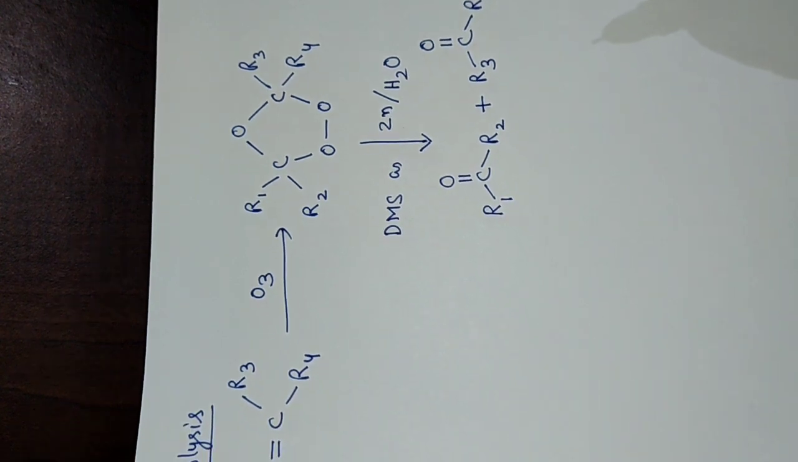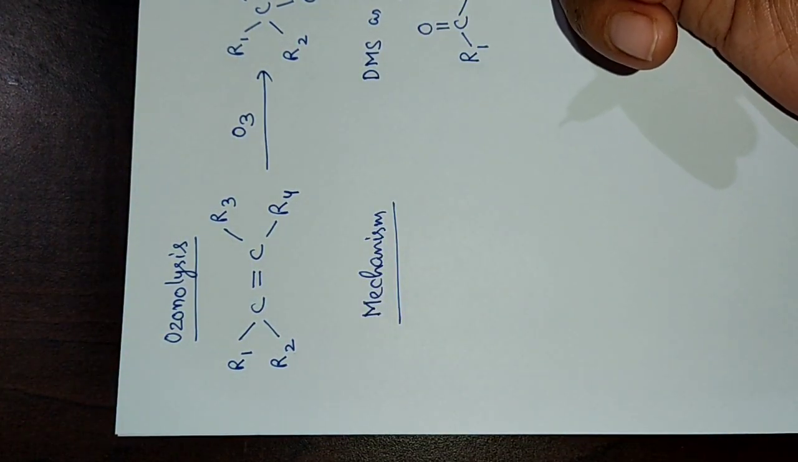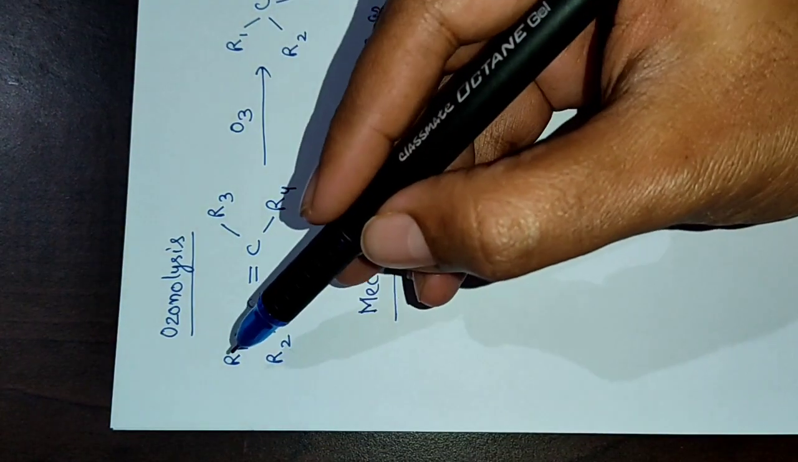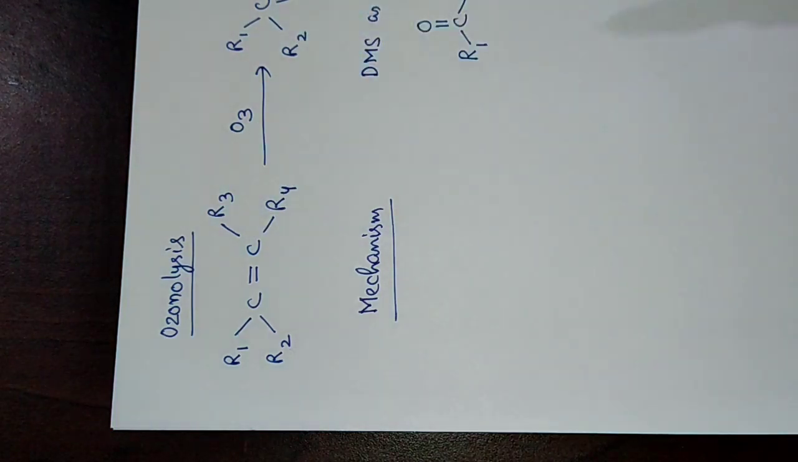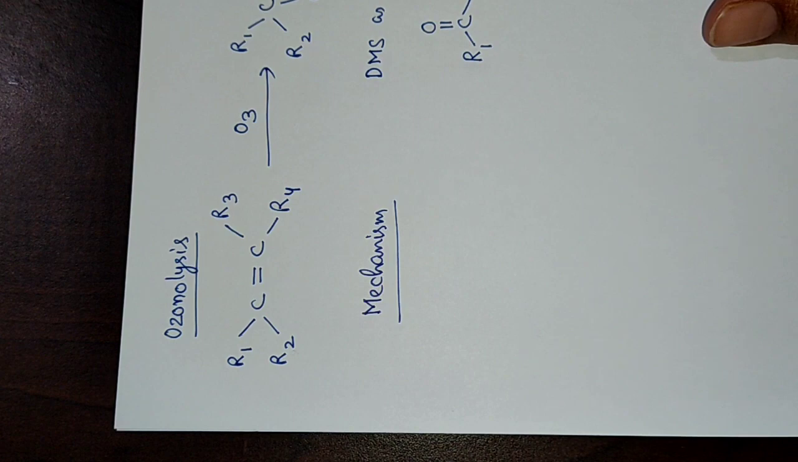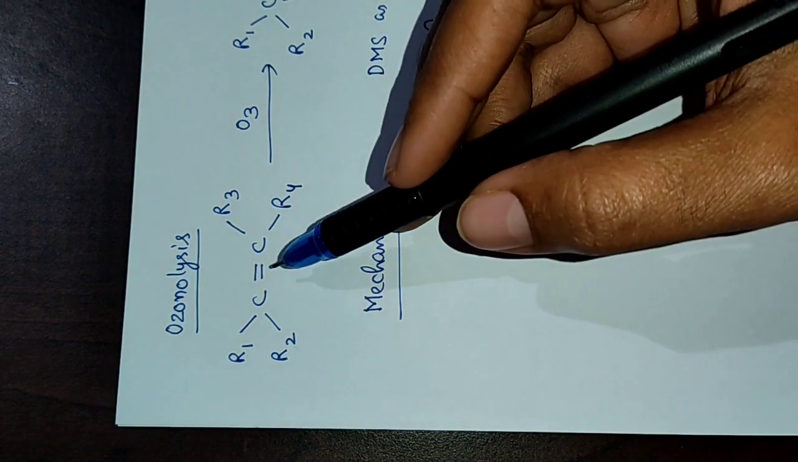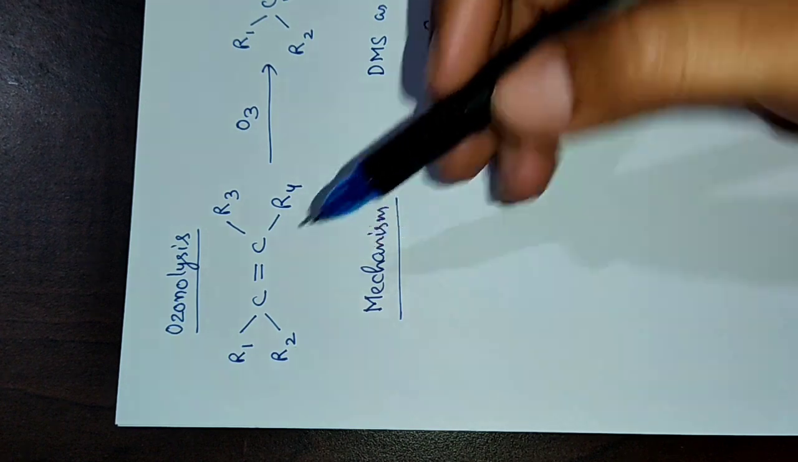Now let us come to the mechanism. While performing the mechanism, we will ignore this alkyl or hydrogen to make our life simple. We will show only the bonds and focus on the part where the ozonolysis will occur.